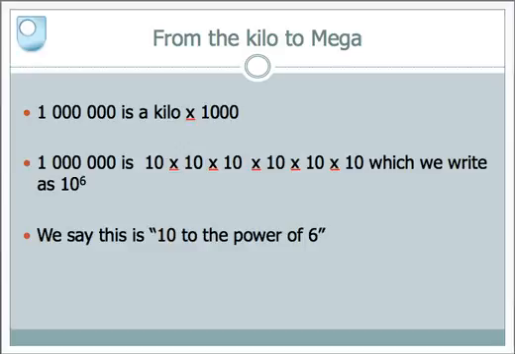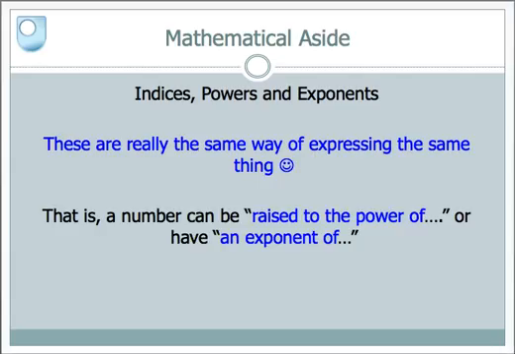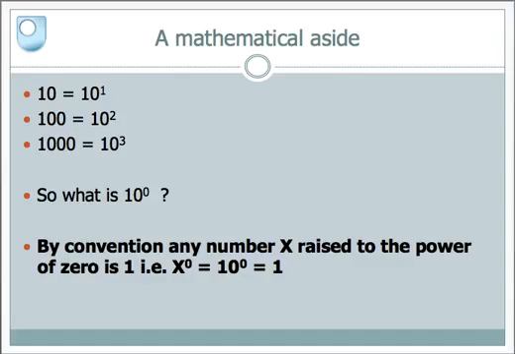A kilo multiplied by 1,000 is our mega, 1 followed by 6 zeros, which is 10 times 10 times 10 times 10 times 10 times 10, 6 times. So we write it as 10 to the power of 6. We say 10 to the power of 6 represents our million or our mega. Sometimes you might meet other terminologies. We are saying to the power of 6, but sometimes you might meet it referred to as the exponent or the index. Basically, index, powers or exponents, they're all the same thing. We always say things like raised to the power of or the exponent of. They all mean the same thing.